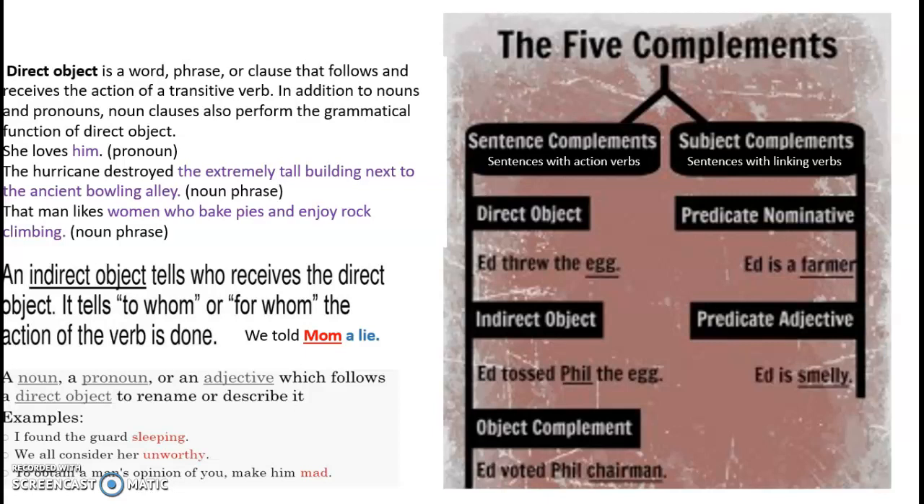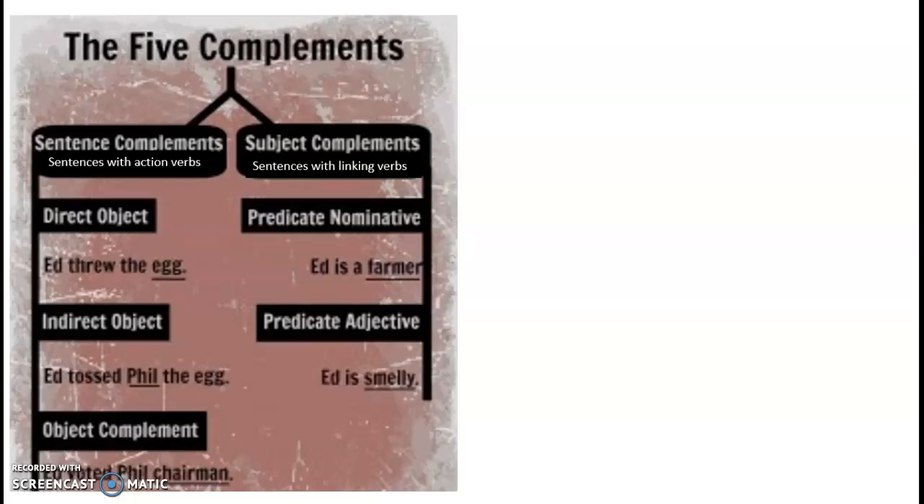I found the word sleeping. We all consider her unworthy. To obtain a man's opinion of you, make him mad. As you can see, we have pronouns, we have nouns. When we have adjectives, that is just telling me more information about the direct object. This is the object complement.